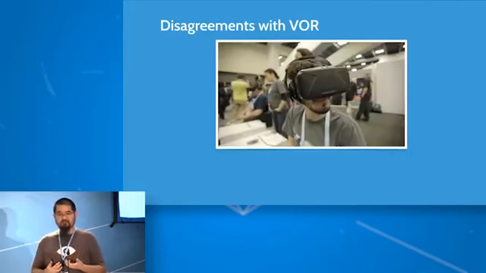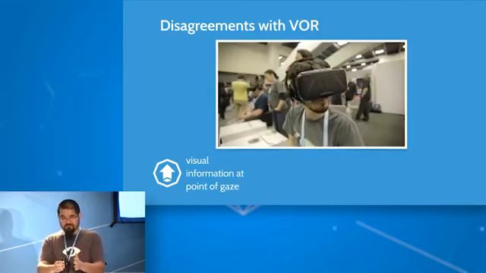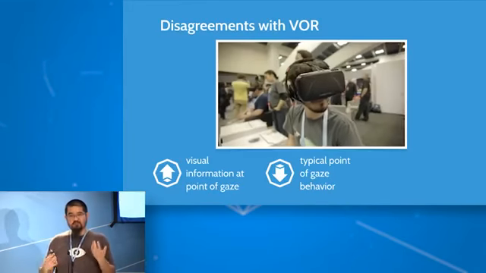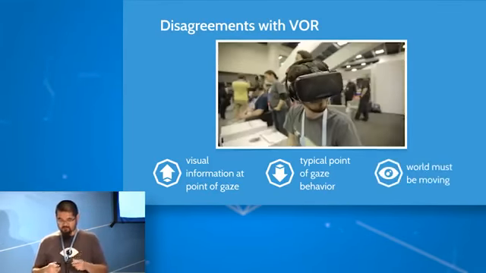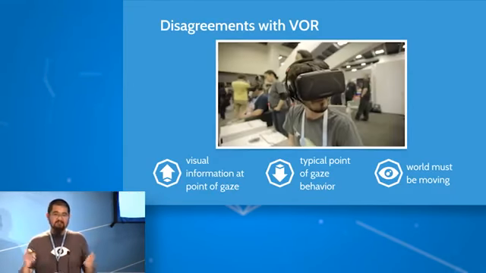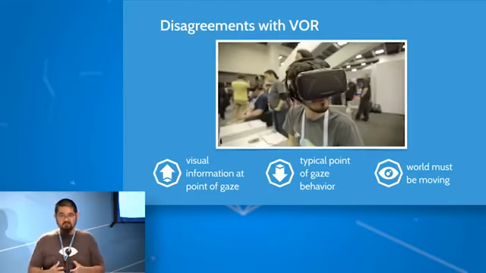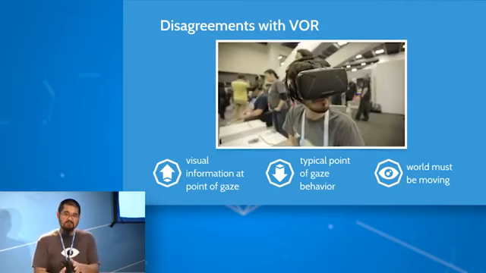All right, so what's happening here with VOR and the Rift? If you're moving your head around, you're getting some bottom-up visual information at the point of gaze. Right? In the real world, it's whatever's at the location, but in the Rift, it's whatever's presented on the screen at that location, at your point of gaze. And the thing about VOR, and the lifetime of experience you have with VOR, is that your mind already expects some typical point of gaze behavior.